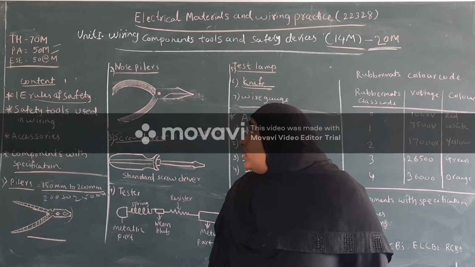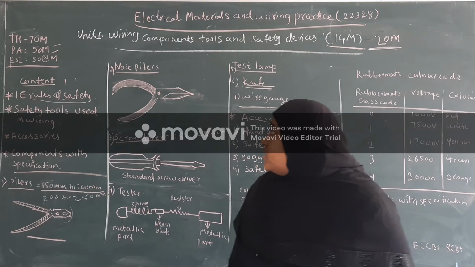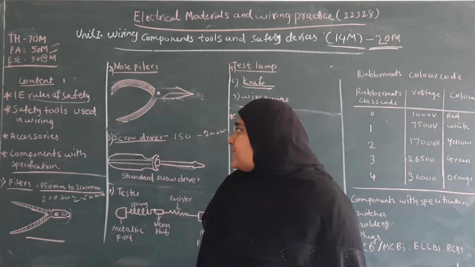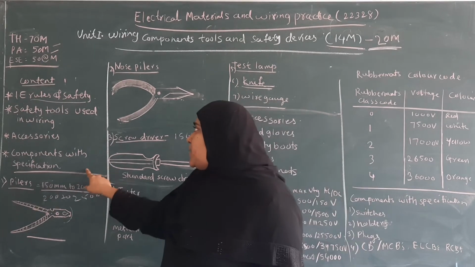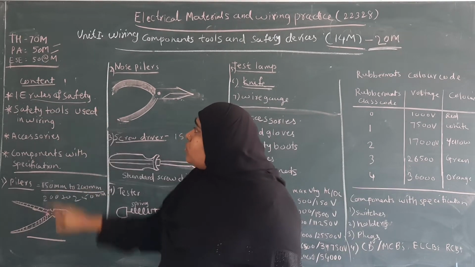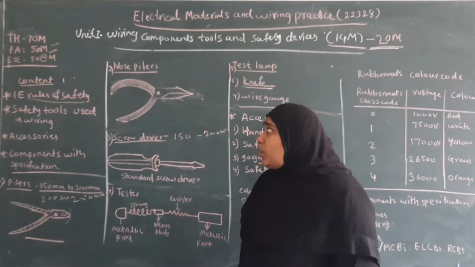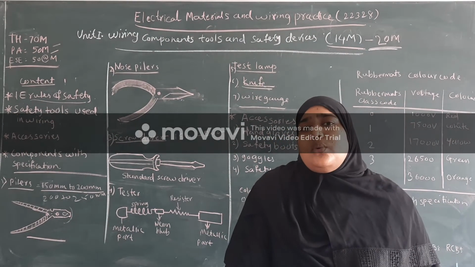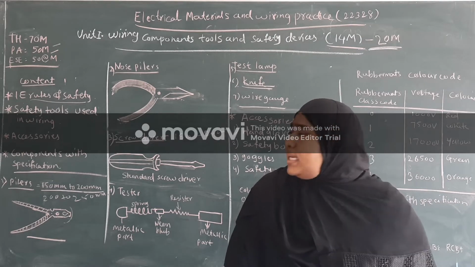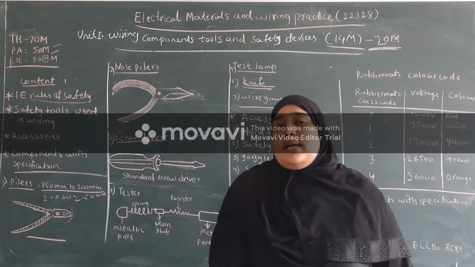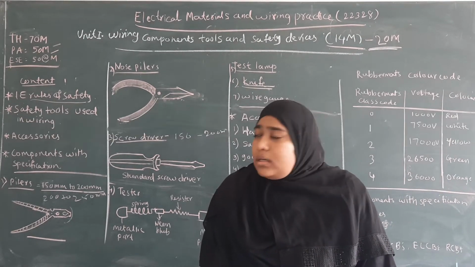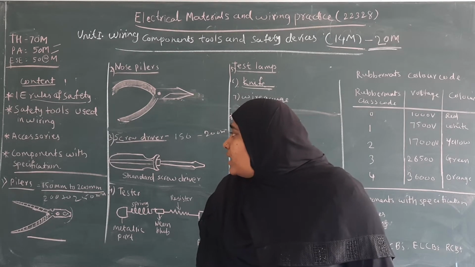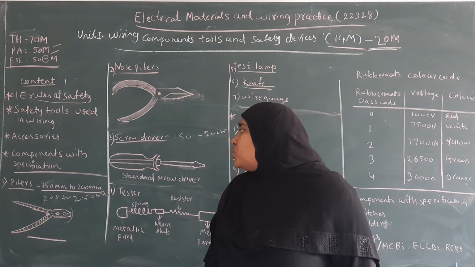Next in the content of my lecture is I.E. rules of safety. Next, safety tools used in wiring, accessories, and components with specification. I.E. rules in safety means there are 27 rules that occur in an installation. From 29 to 46, there are safety rules for installations, cutout and earthing rules. Next one is the safety tools used in wiring. There are different safety tools used in wiring.